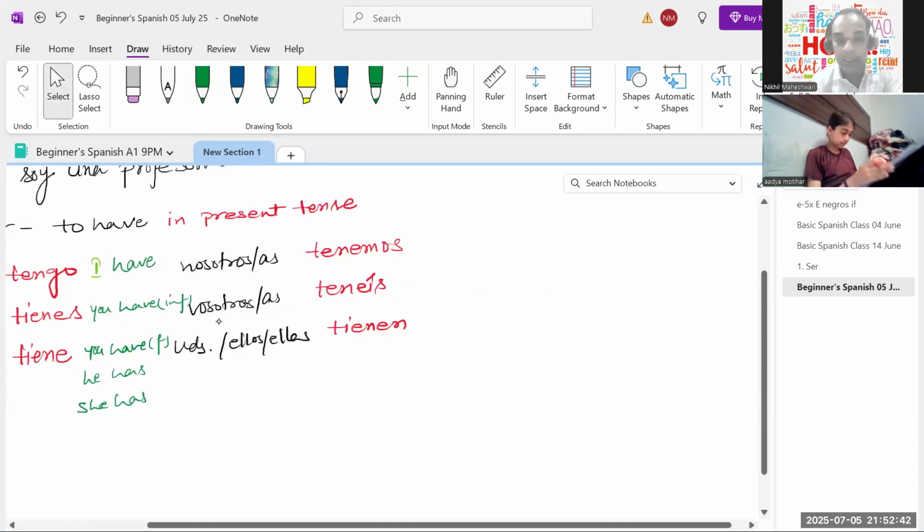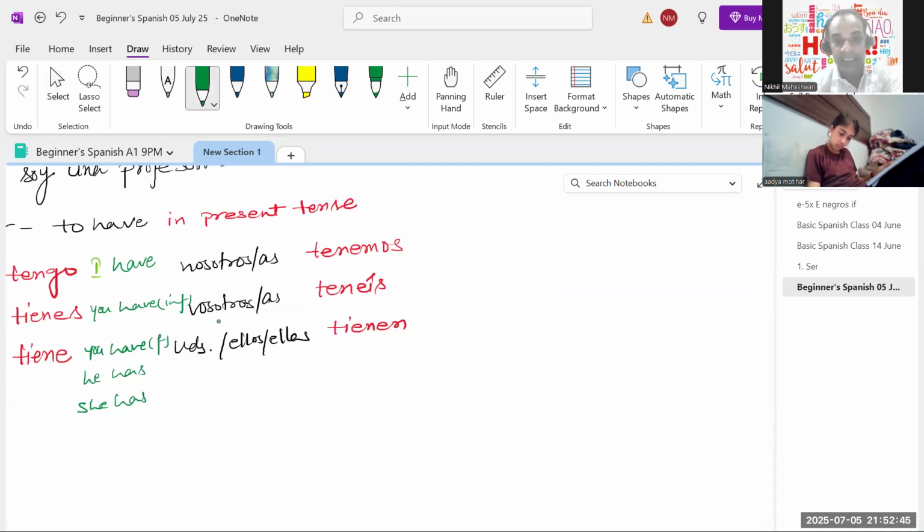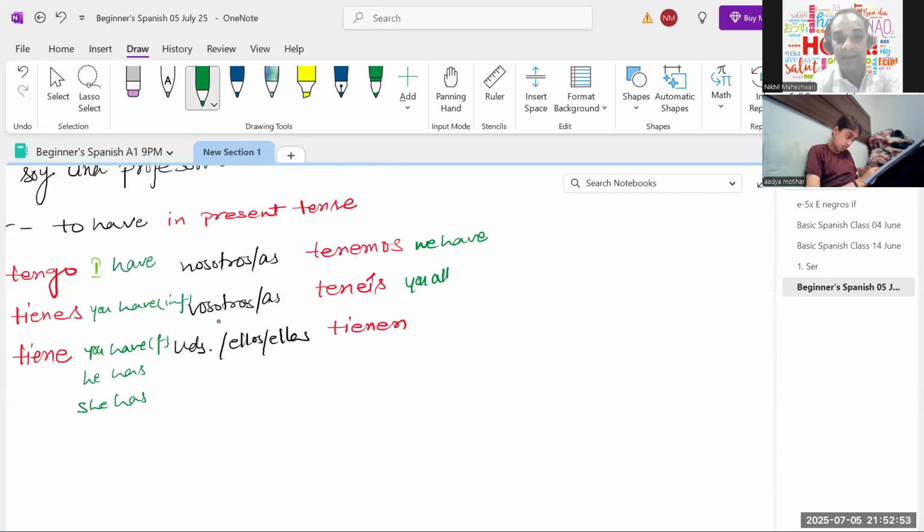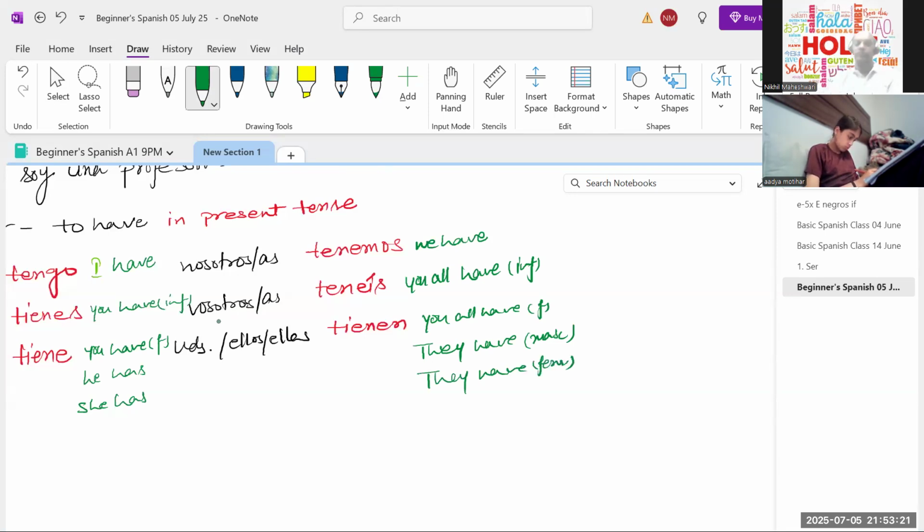Good. Nosotros, nosotras means we have. Vosotros, vosotras means you all have. That is informal. And ustedes tienen means you all have. That is formal. Ellos tienen means they have, for masculines. And ellas tienen means they have, feminine. All right?